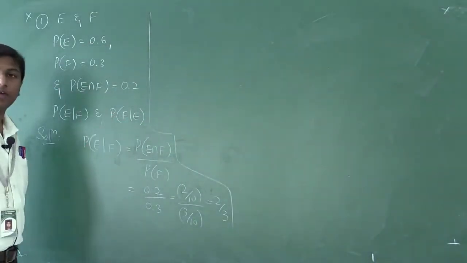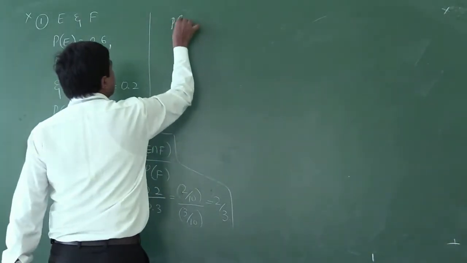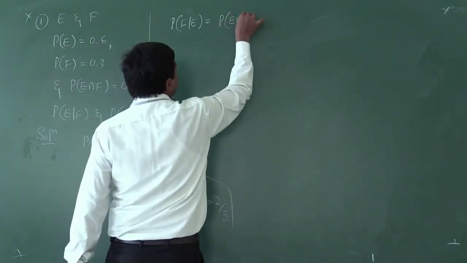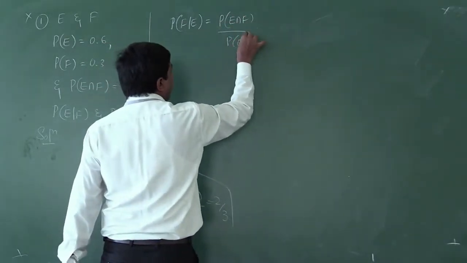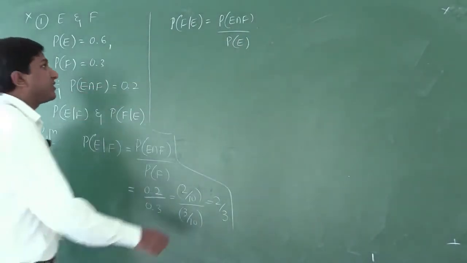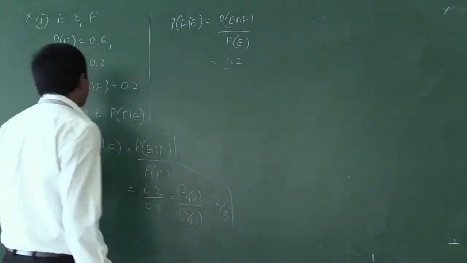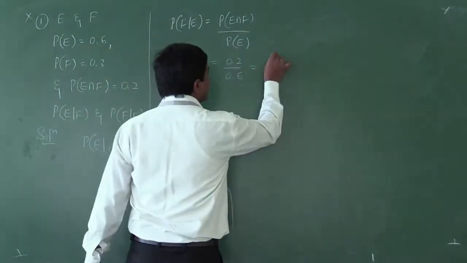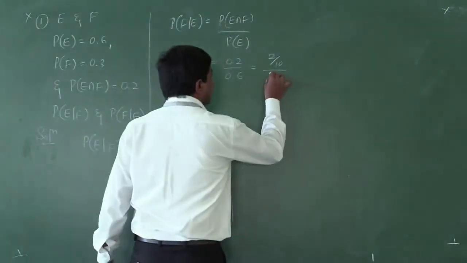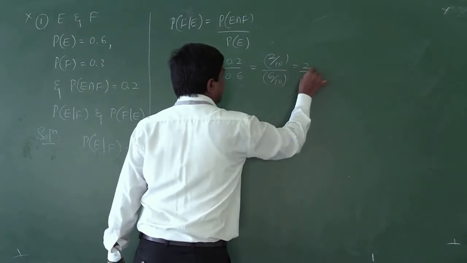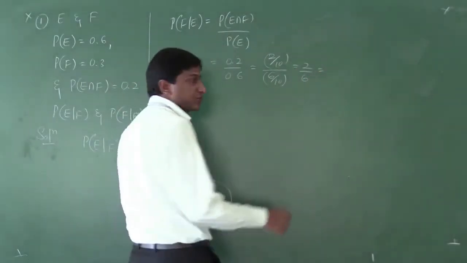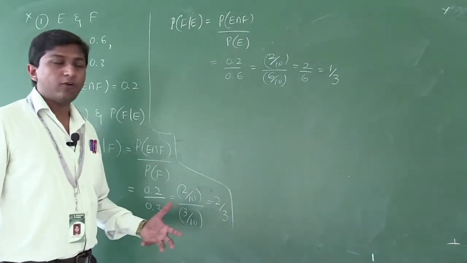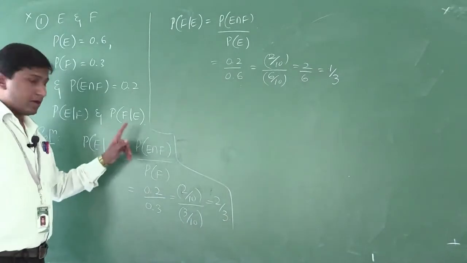Further, we have to find the value of P of F bar E. What is the formula? The formula is P of E intersection F divided by P of E. Substituting for P of E intersection F, it is 0.2 divided by P of E, which is 0.6. 0.2 I can write as 2 by 10, and 0.6 as 6 by 10. So this is 2 by 6, and further simplifying, 1 by 3. So these are direct problems based on the definition of conditional probability, P of E bar F and P of F bar E.